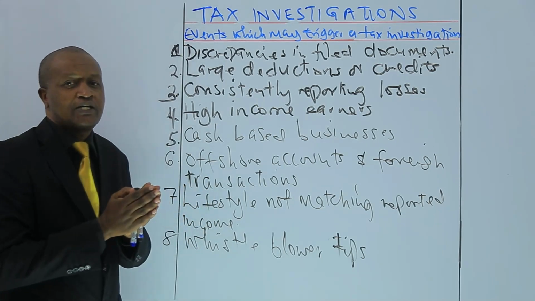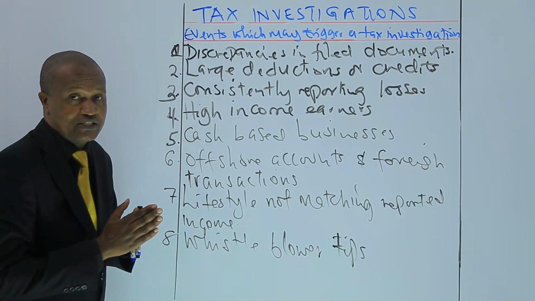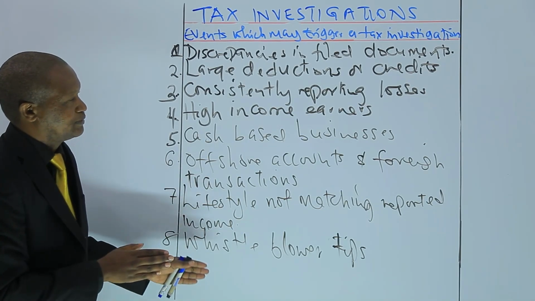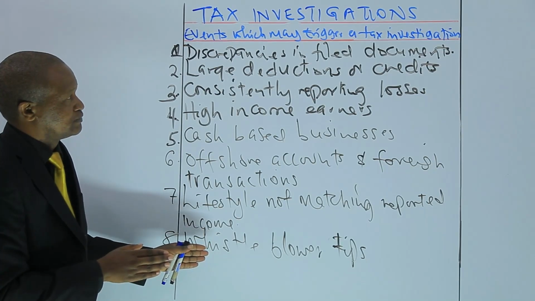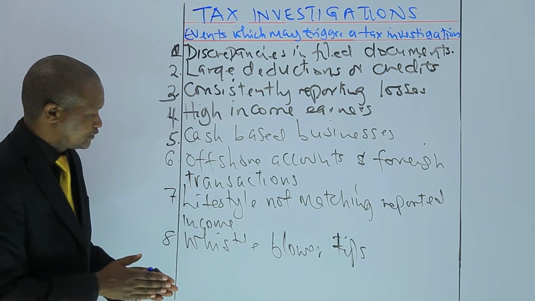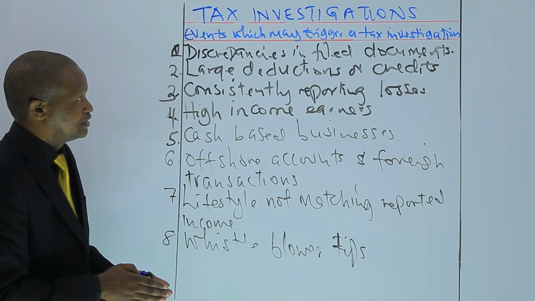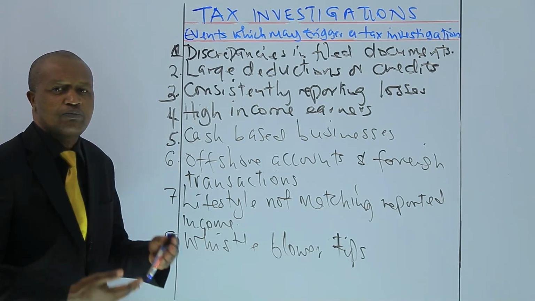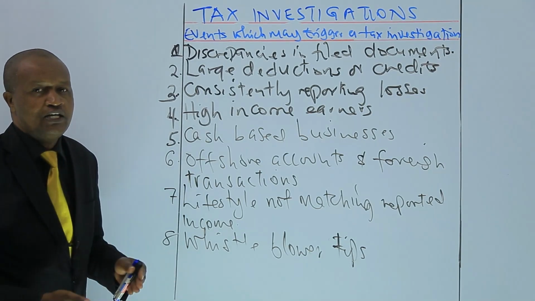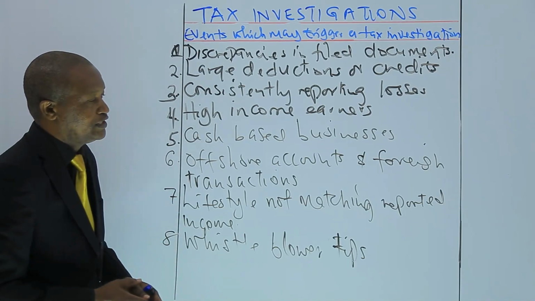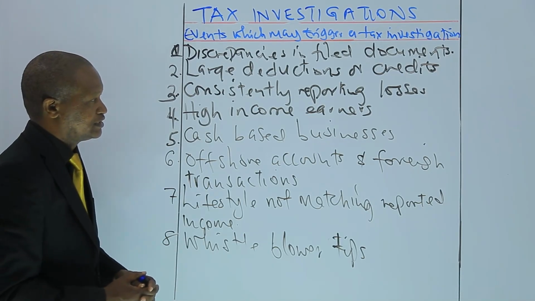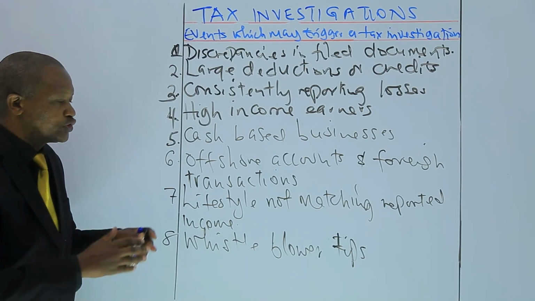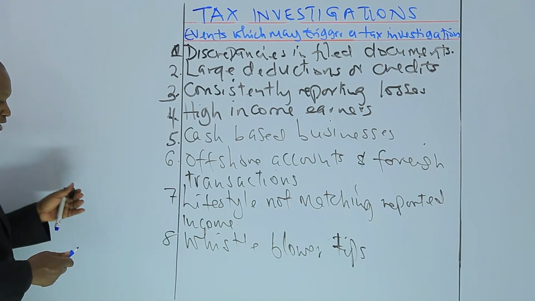Whistleblower tips can only trigger an investigation when the whistleblower has evidence. If the whistleblower has evidence that a taxpayer is engaged in tax fraud, then that can be an event that triggers a tax investigation. These are tips from employees, from partners, and any other person who may have evidence that a taxpayer is engaged in tax fraud.